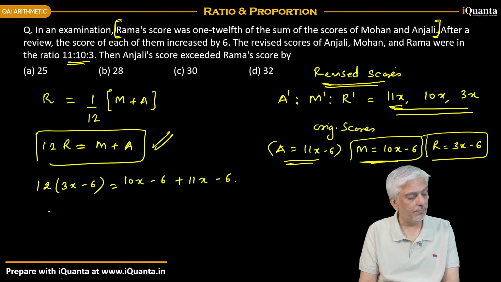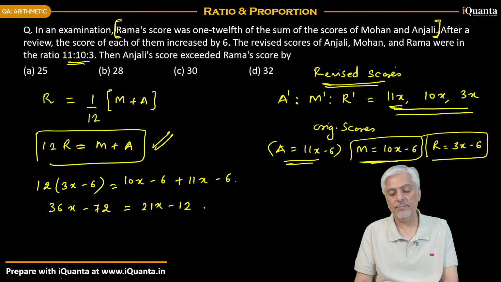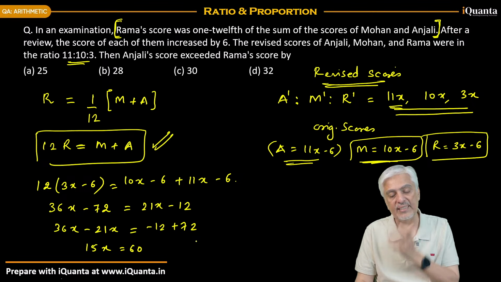So this will become 36x minus 72 is equal to 21x minus 12. 36x minus 21x is equal to minus 12 plus 72. 15x is equal to 60. x is 60 divided by 15, therefore x is 4.